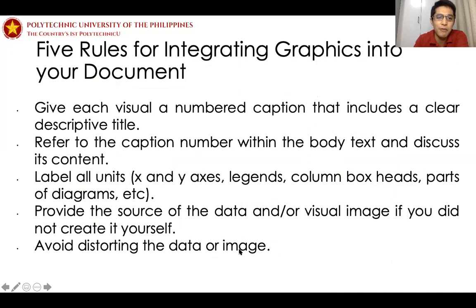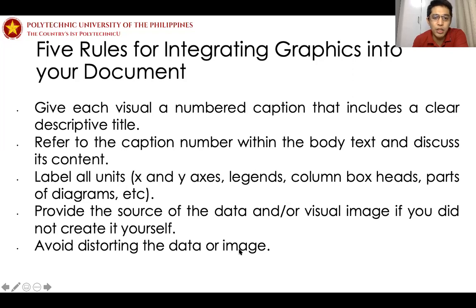Now, there are 5 rules for integrating graphics in our document. Number 1, we have to give each visual numbers and titles, because that would help readers understand the table or the figure better, and they would have a reference, like, for example, is this paragraph talking about figure 1, table 1, figure 2, table 2?